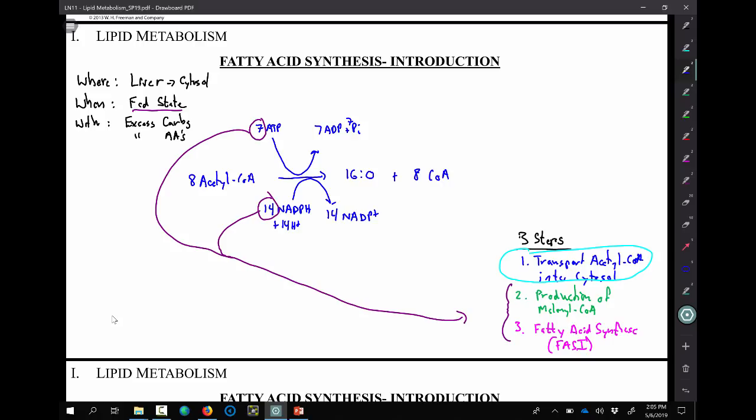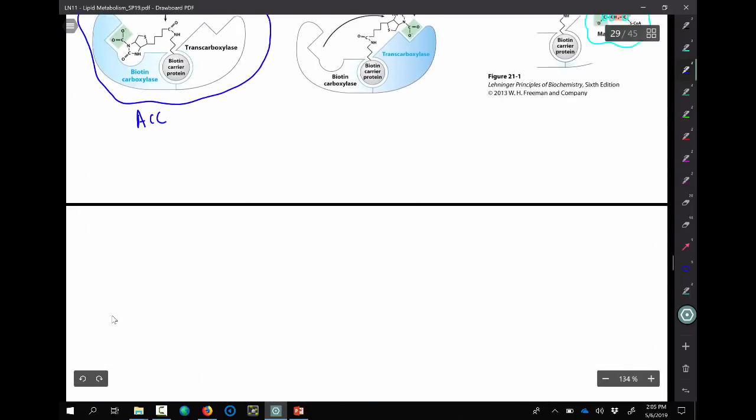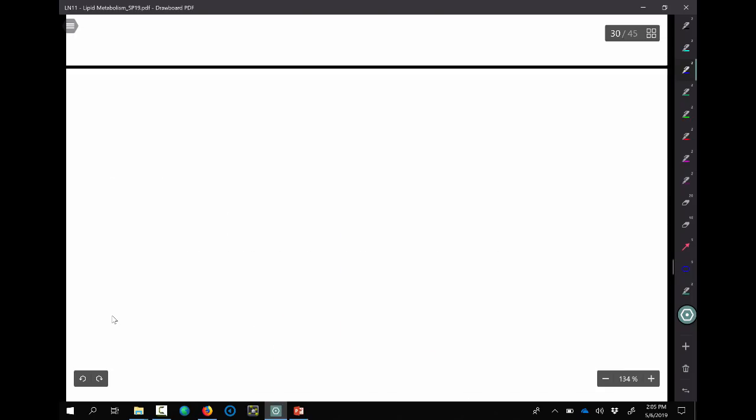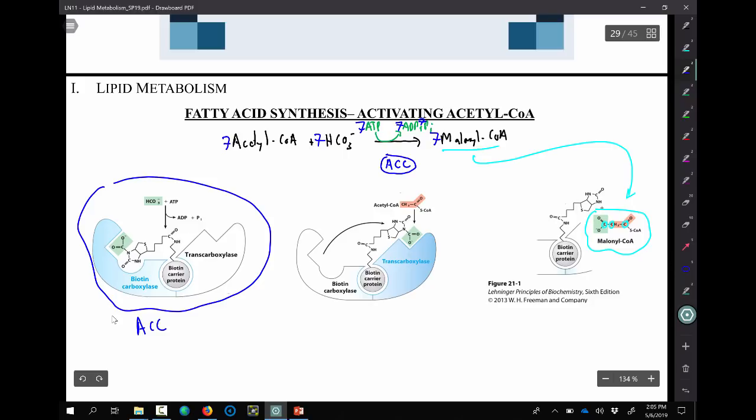Okay, and then we also talked about how 7 of the acetyl-CoAs, so we go here, step 2, this step right here, 7 of those acetyl-CoAs will be converted to malonyl-CoA by the enzyme acetyl-CoA carboxylase, which is the rate-limiting step of this entire process.